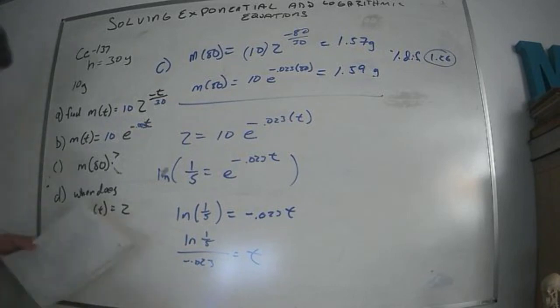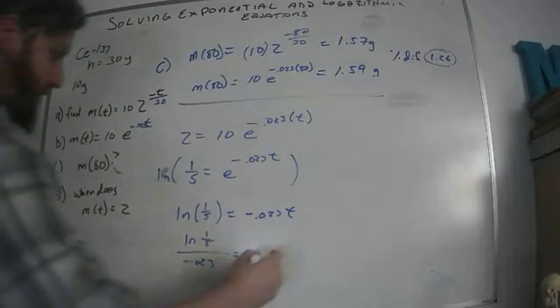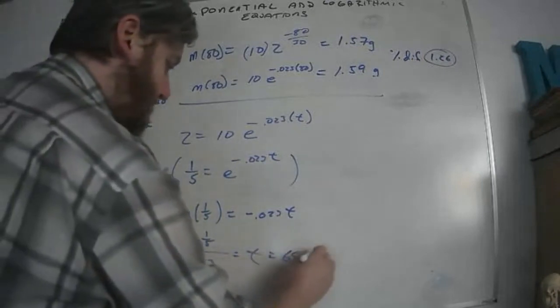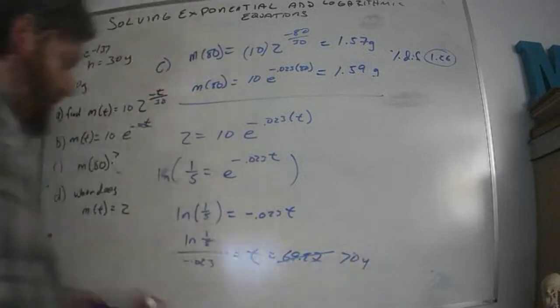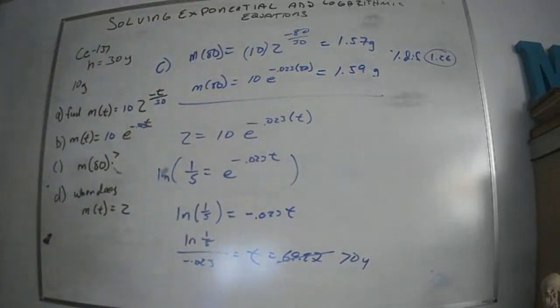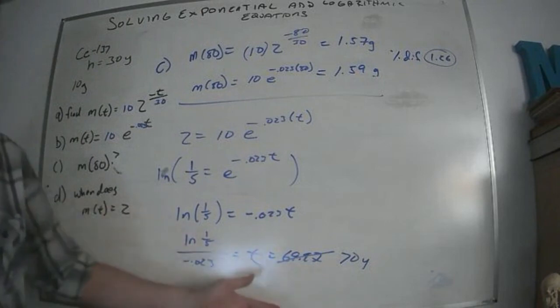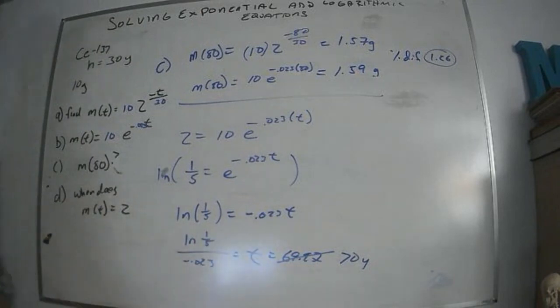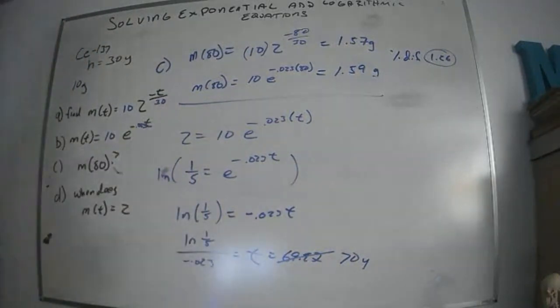And when you do that, you get t equals 69.97 years, which we round to 70. Because we're talking about 0.03, 300ths of a year is about 9 days. Don't care about 9 days out of 365. So here we are.